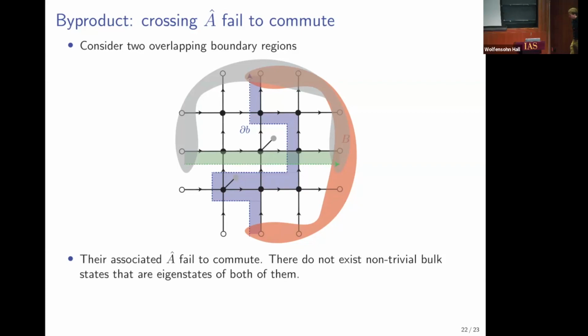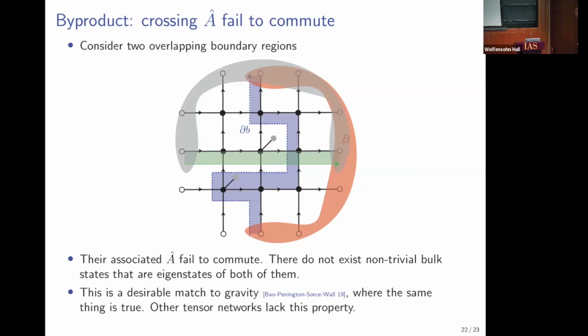So here I'm trying to draw the area operators associated to these two regions, and you see that they cross. They have to, if these regions overlap. That means that there's not going to be a bulk state in which the fluctuations of both area operators are arbitrarily small. So we can't find a bulk state that's an eigenstate of both area operators. This is a desirable match to gravity, where the same thing is true because of the gravitational constraints. But other tensor networks are known to lack this property.